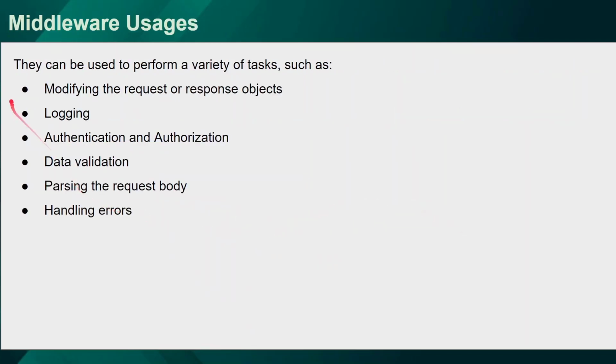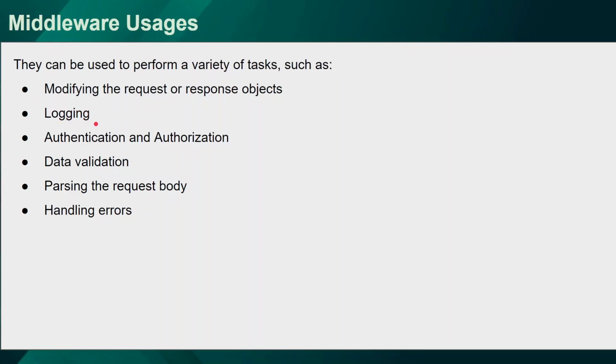These middleware functions can be used to achieve a variety of tasks. For example, modifying the request or response object. Let's say in one function we are requesting a certain thing, but as a response we are going to change it by using a middleware function. In such cases we can use a middleware which performs all of these modifications.